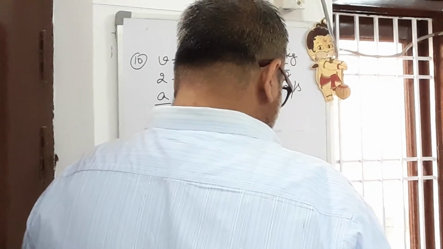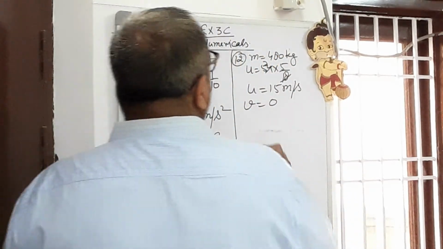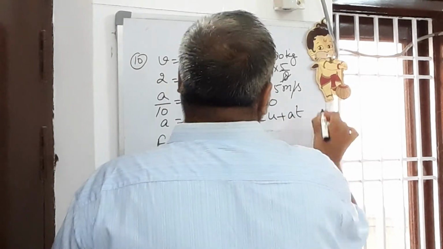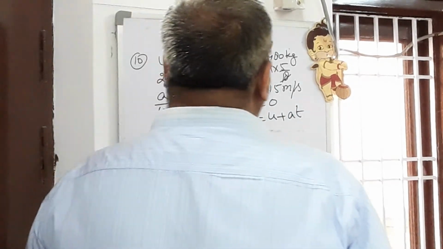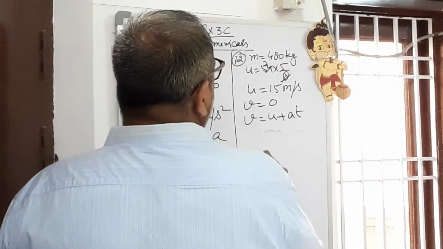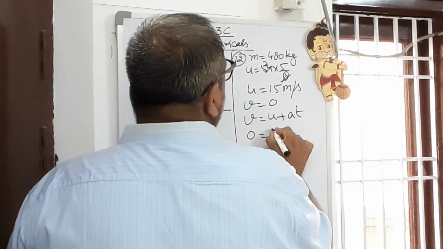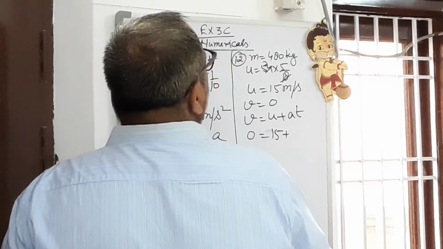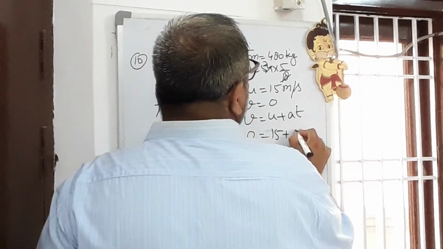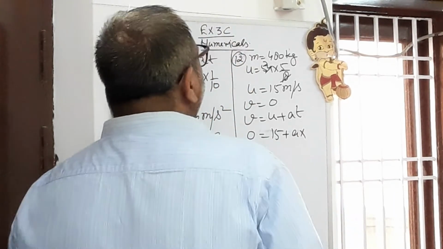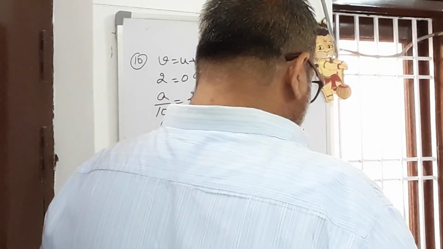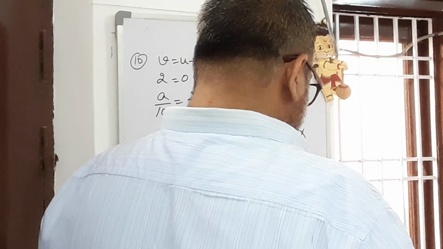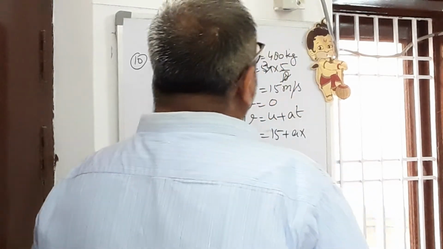First of all, V is equal to U plus AT. V is the final velocity, 0. U is the initial velocity, 15. और A नहीं मालूम। टाइम, how much time it got to rest? 10 seconds. Got to rest in 10 seconds.